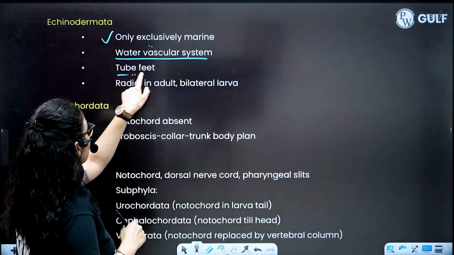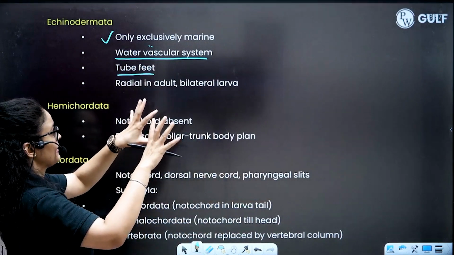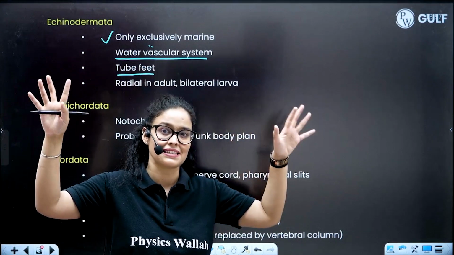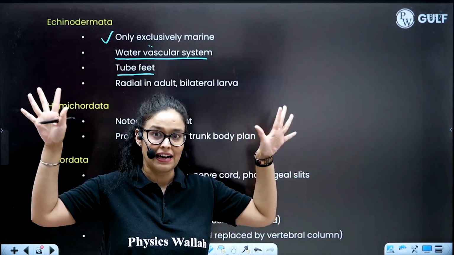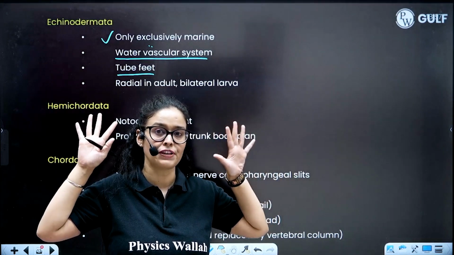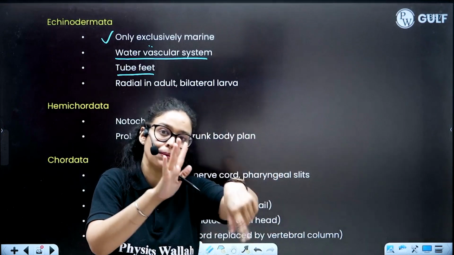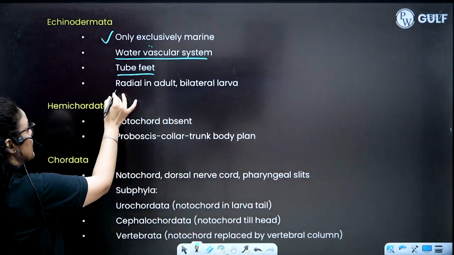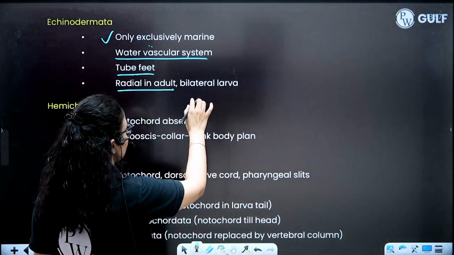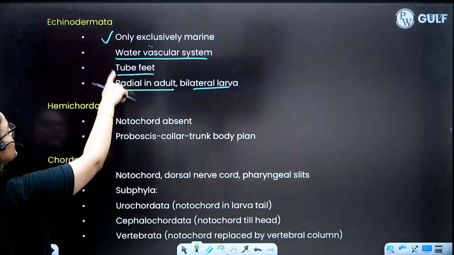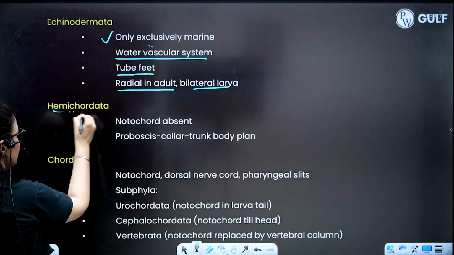So kids, when we talk about the tube feet, they are present in their arms. These will be helping them locomote. They act as a suction pump. Radial symmetry in adults, bilateral in the larva. So all these points you'll find from the Echinodermata.